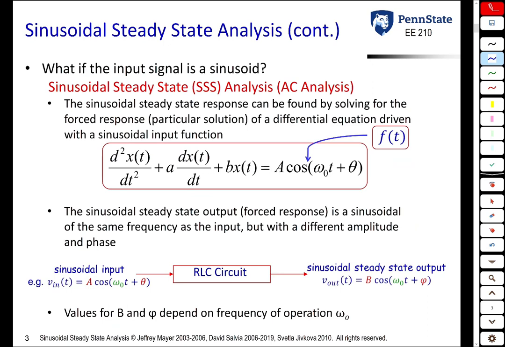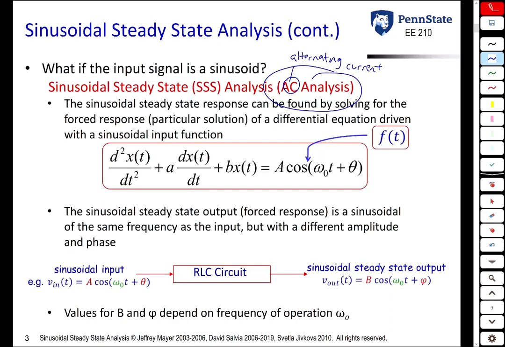But what happens if the input signal is not DC, but is a sinusoid? That is giving us what we call sinusoidal steady state analysis, SSS analysis, which we also call AC analysis. AC, of course, stands for alternating current. This is a little bit of a misnomer because very often, in fact, more often than talking about currents, we're talking about voltages. But we still call it alternating current even if we're talking about voltages. The bottom line is sinusoidal steady state analysis is dealing with circuits where inputs are going to be sinusoids.